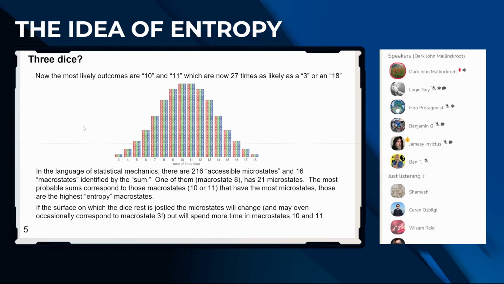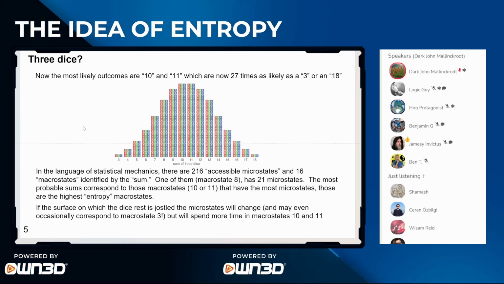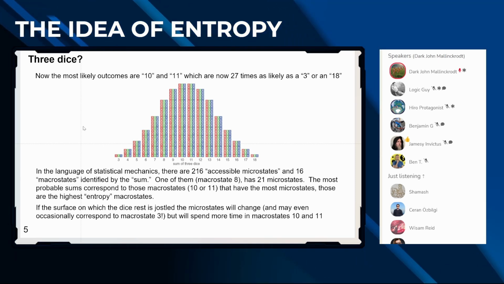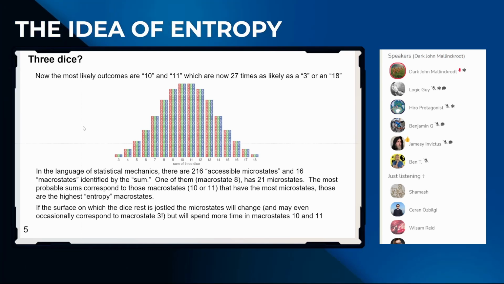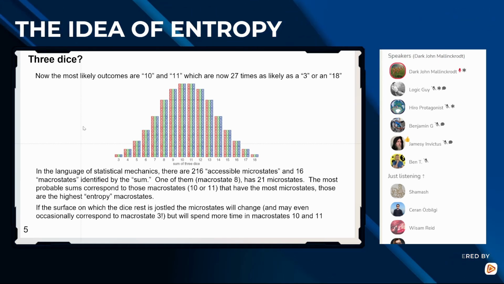When we throw 3 dice, there are now 216 microstates, 216 possible outcomes, treating the dice correctly as distinguishable. And of those 216, there are 16 macrostates. You can get a 3, 4, 5, 6, all the way up through 18, 16 possible macrostates identified by the sum. One of them, macrostate 8, has 21 microstates. You can count them up there. They show the values of the 3 dice in each of those cases. There's 21 microstates that have sum 8.